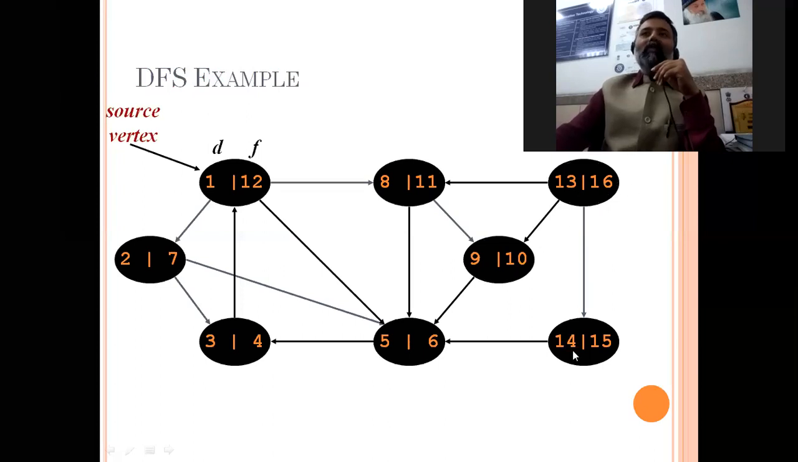So in this way, you can see that we can traverse all the nodes by the DFS algorithm. And you should note that until and unless there is any node having color white, you will call the DFS visit function, which is a recursive function.